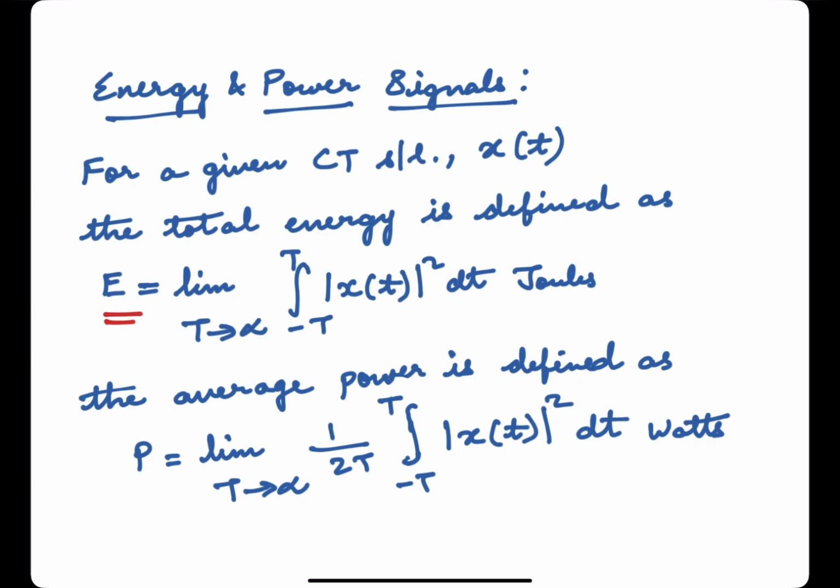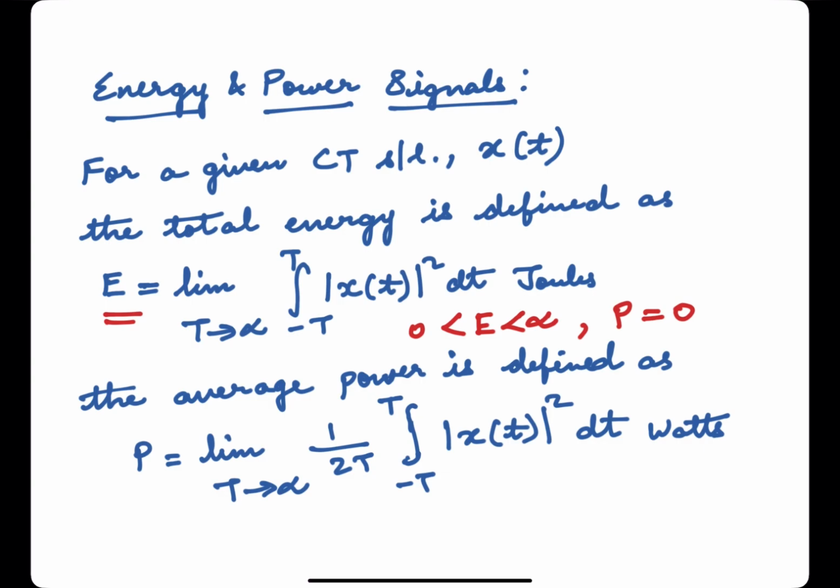And the average power for the same continuous time signal x(t) is defined as P = limit T tends to infinity 1/2T integral from -T to T of |x(t)|^2 dt, and it is measured in watts. If we have a finite value for energy, then power will be equal to 0. This is the condition for an energy signal.